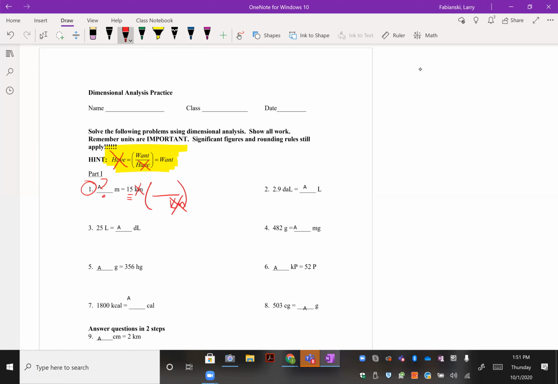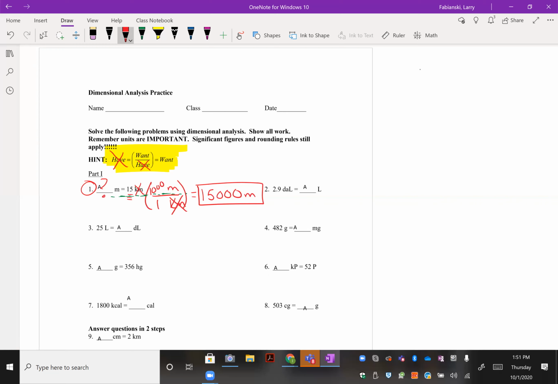We want to go from kilometers to meters. We could do that in one step. For every 1 kilometer, we have 1,000 meters. Going through and multiplying that out, we get 15,000 meters. And that is our answer. Please, please, please remember everything on top is multiplied. Everything on the bottom is divided. All right, so that was number 1.